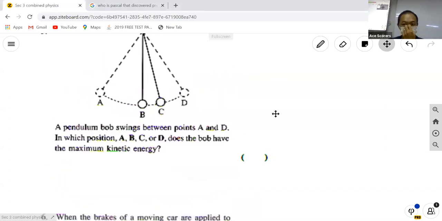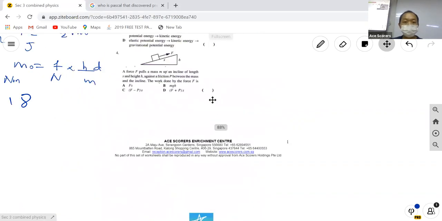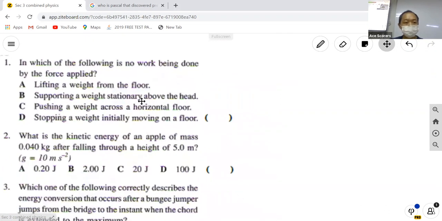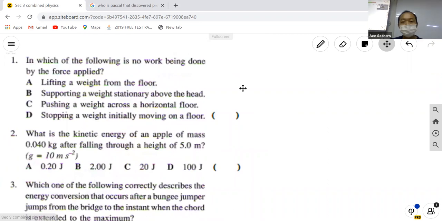So let's go through the MCQ, all right? Which of the following is no work being done by the force applied? B. B for boy, yeah. Why is that so? The formula for work done is force times distance, right? So when supporting a weight above the head, there's no distance, even though there's force. So no work is being done.